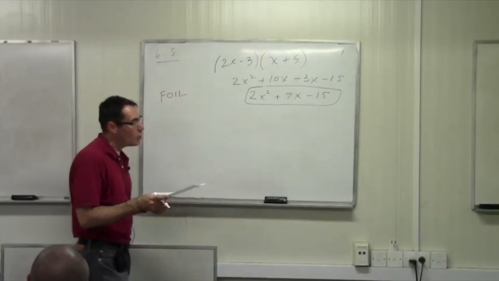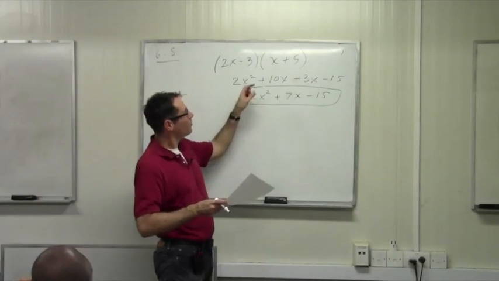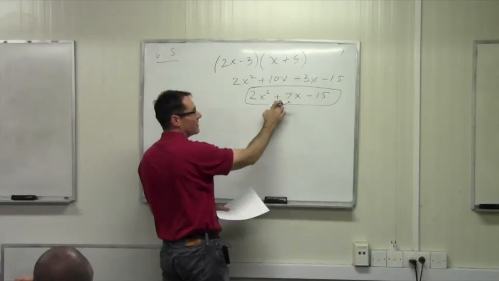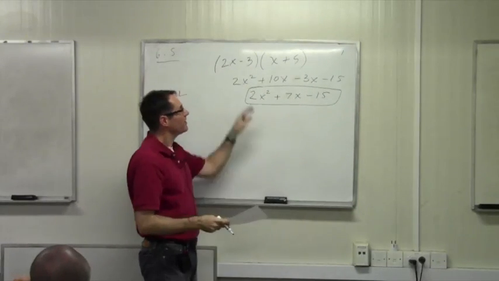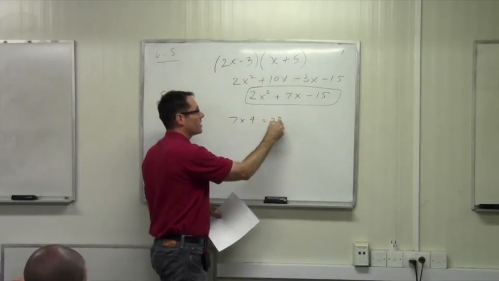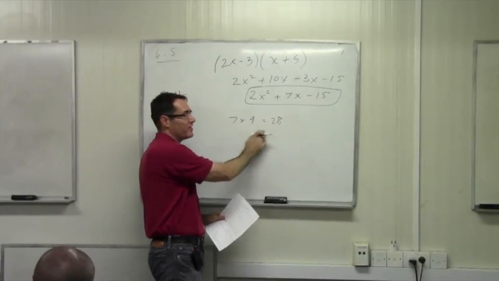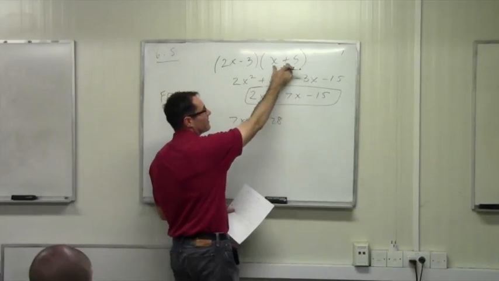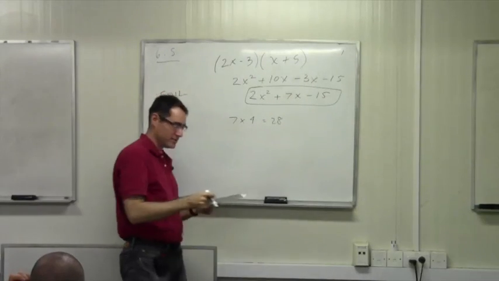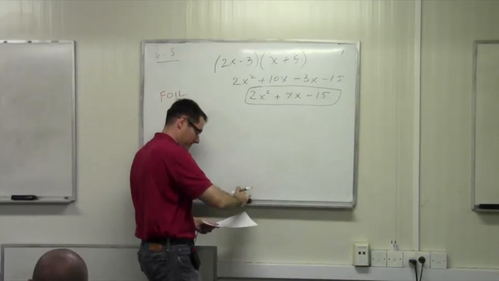Now, notice something about this. These are factors of this. In other words, it's like saying 7 times 4 equals 28. 7 and 4 are factors of 28, right? Multiplied together, they give you this. This multiplied by this gives you this. So these two expressions are factors of this. And as I said, this is a trinomial.